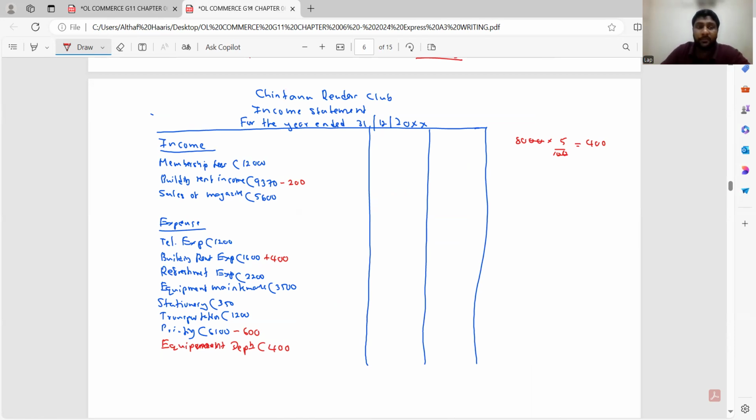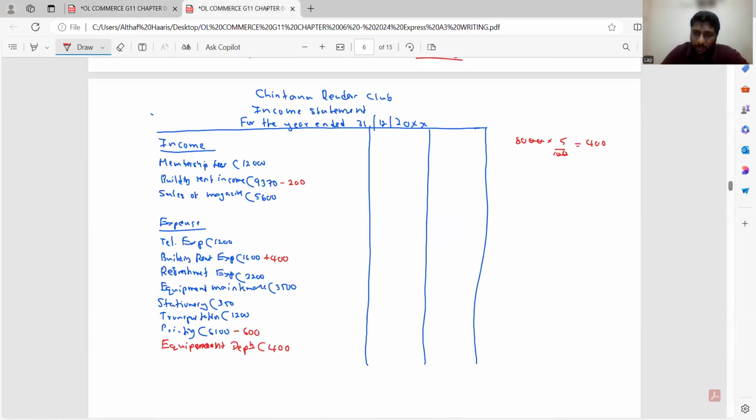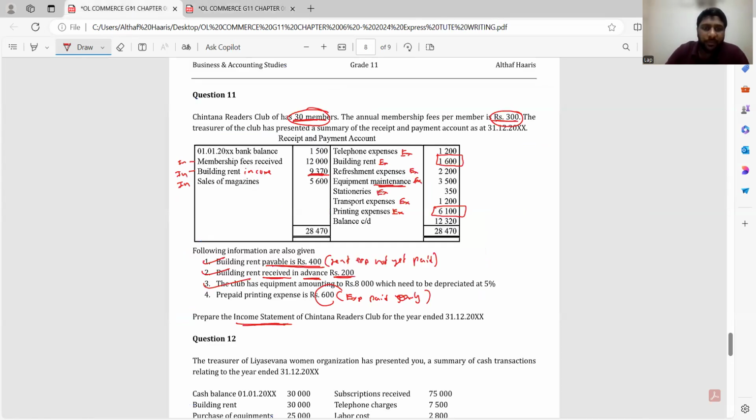We are not done now. Adjustment: 30 members, each member 300. So we have 30 members, each member 300. That means 9,000 is the income here. Chintana Readers Club has 30 members. The annual membership fee is 300.